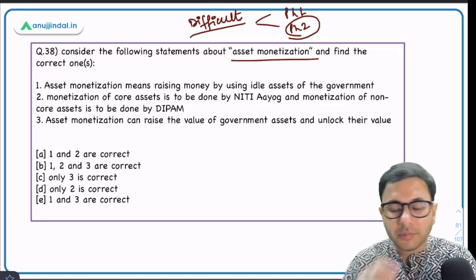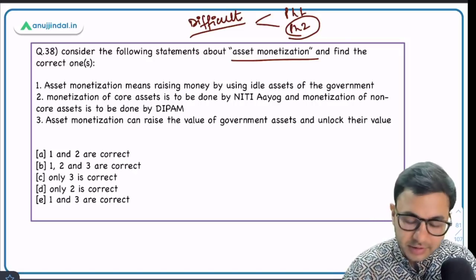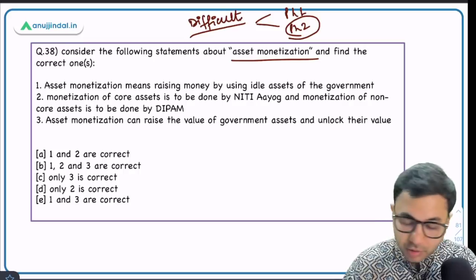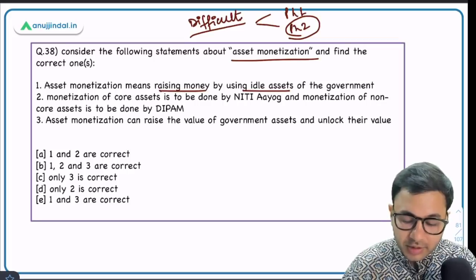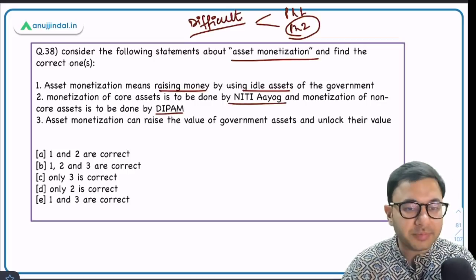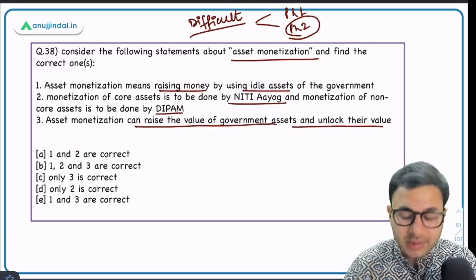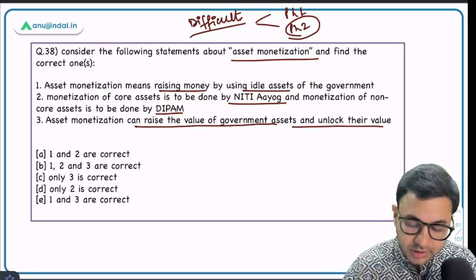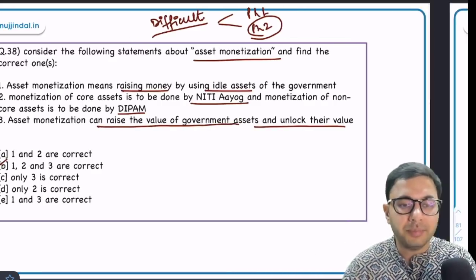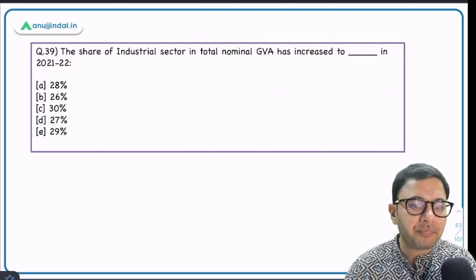Consider the following statements about asset monetization and find the correct ones. Asset monetization means raising money by using idle assets of the government. Monetization of core assets is to be done by Niti Aayog and non-core assets by DIPAM. Asset monetization can raise the value of government assets and unlock their value. All the three are correct. Answer option is B. Next pe aate hain.